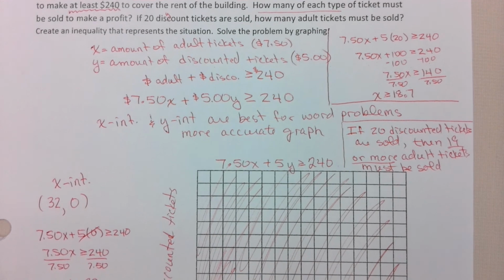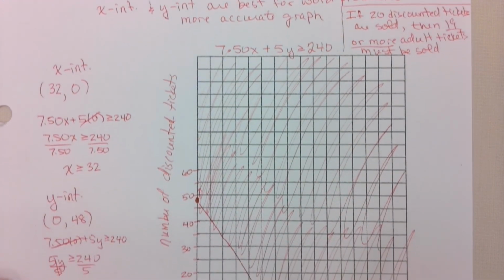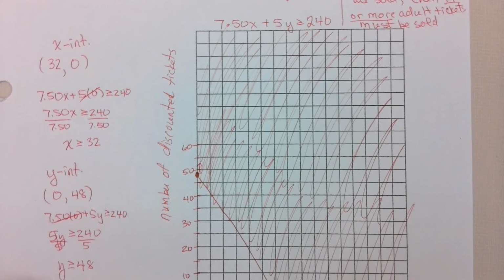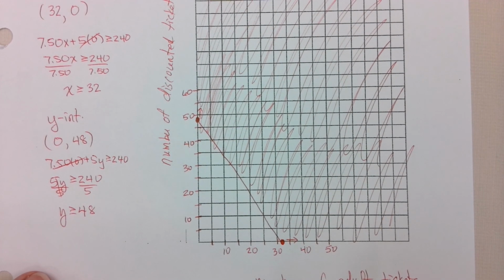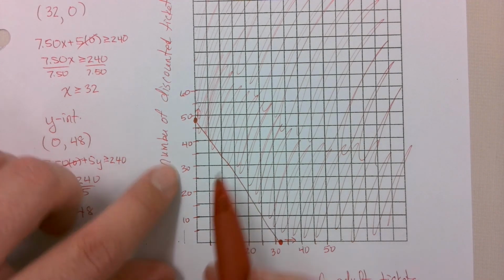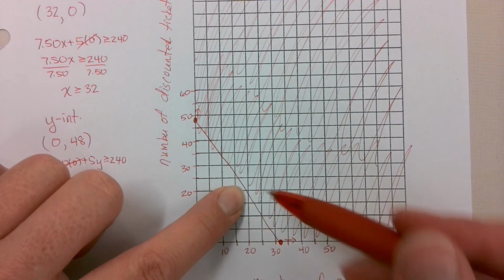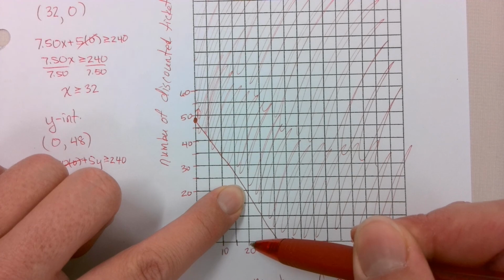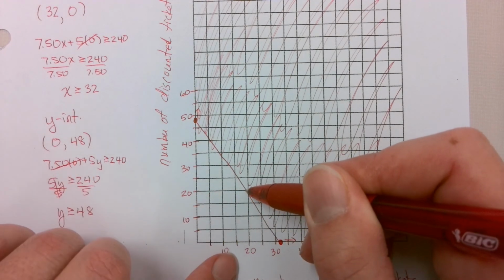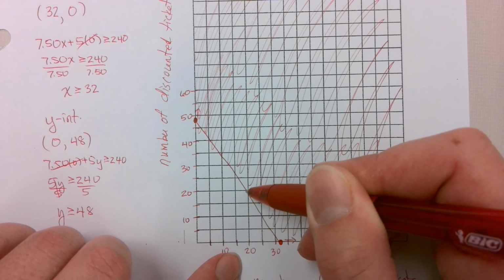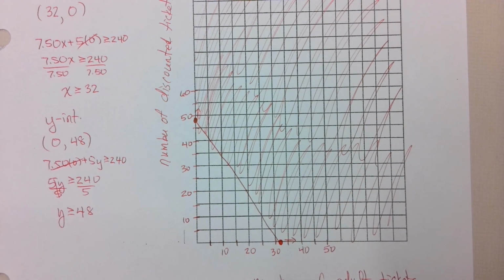If we wanted to go down to the graph, again, it's not a complete accurate graph since we couldn't count by ones here. But if I looked at 20 discounted tickets, and I went here to 20 discounted tickets, do you see that I'm really close to that 20 there? So 20 discounted tickets right here is about 20, so 18 to 20 tickets. So my answer is reasonable.